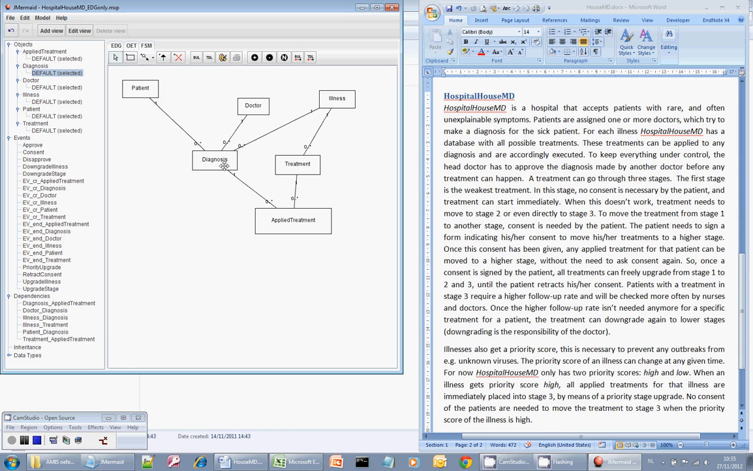So a treatment is applied to a diagnosis, and so it gives rise to the object applied treatment, because a diagnosis is specific for a patient, so the treatment plan can be applied to many diagnoses, so that would be zero to many applied treatments. Each applied treatment is for one diagnosis for one particular patient. And for a diagnosis, apparently you can apply zero to many applied treatments, probably because you can try one and then maybe a second one, I don't know, but okay.